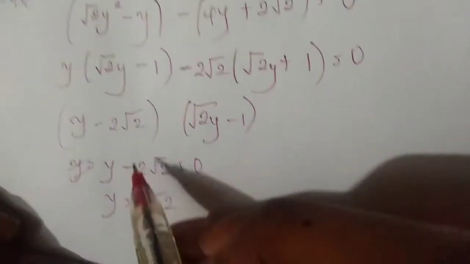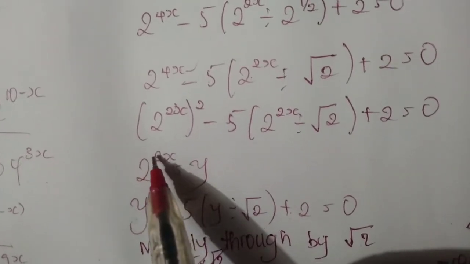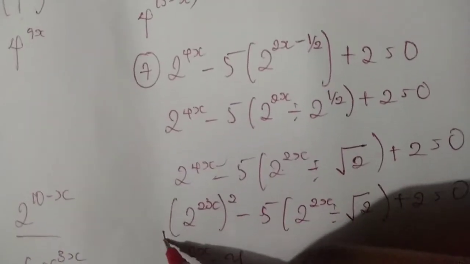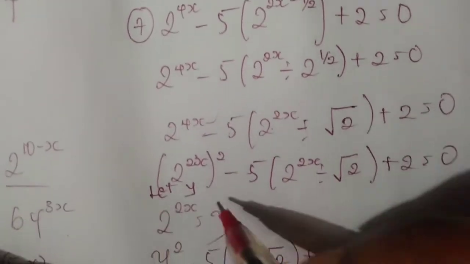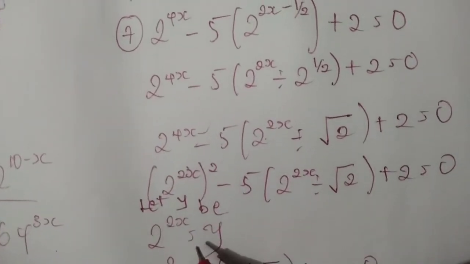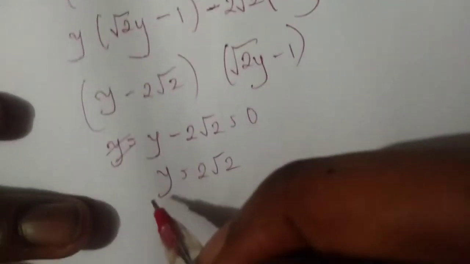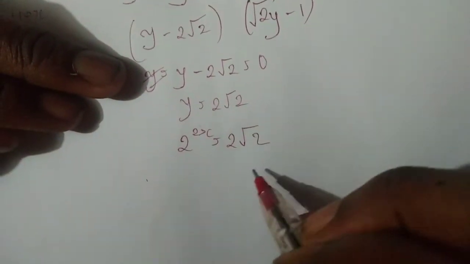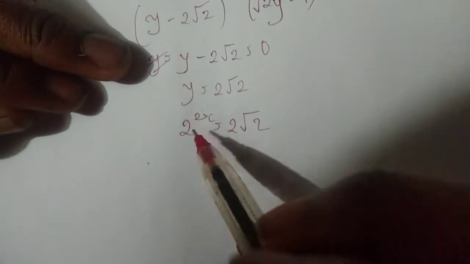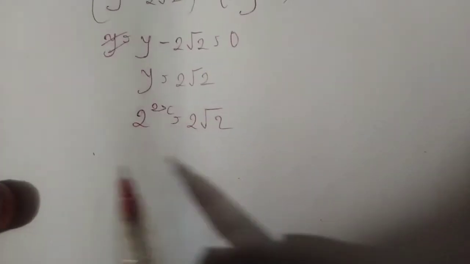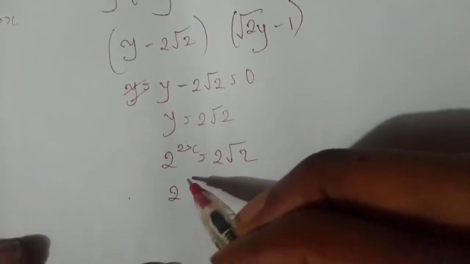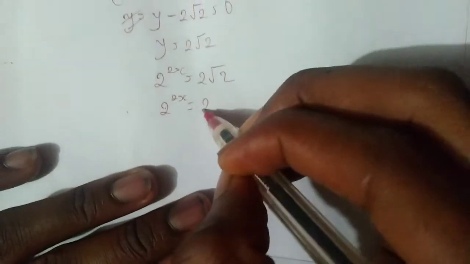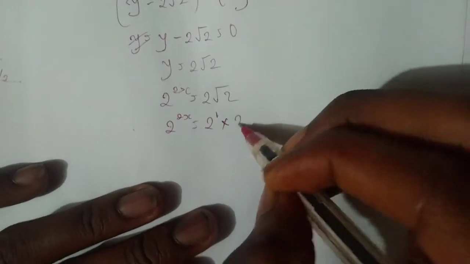Remember we said let our y be 2 raised to the power of 2x. So I first write let y be 2 raised to the power of 2x. So we can substitute our value for y, which is 2 raised to the power of 2x. Yes, we will have 2 root 2. So let's continue. We have 2 raised to the power of 2x is equal to 2 raised to the power of 1 times 2 to the power of 1 over 2.